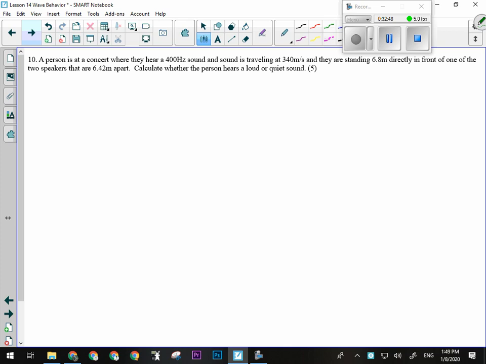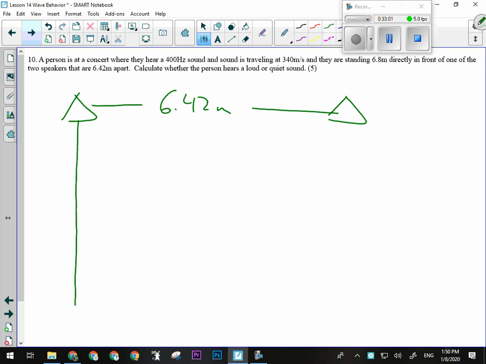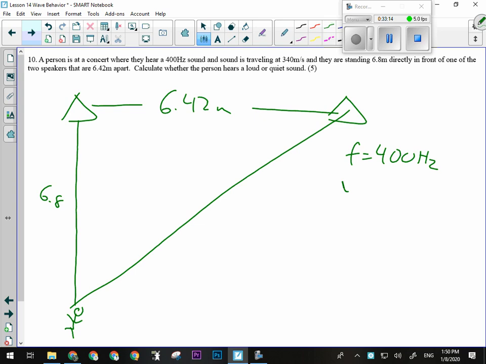Okay, now for question 11, that's your 2-speaker question. So we've got one speaker here, we've got one speaker here. We know that they are 6.42 meters apart, and that a person is standing 6.8 meters directly in front of one of them. I need to figure out whether they hear a loud or quiet sound based on the frequency of the sound and the speed of the sound. All right, what can I calculate right now with those two bits of information? The wavelength.